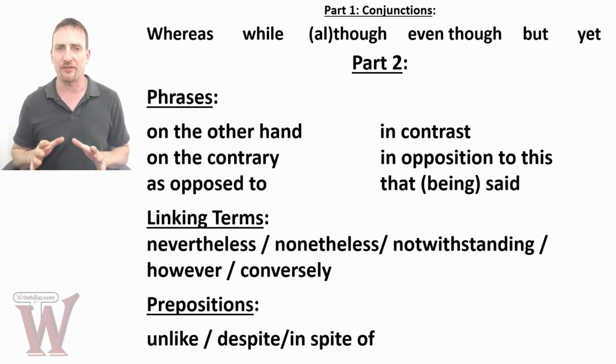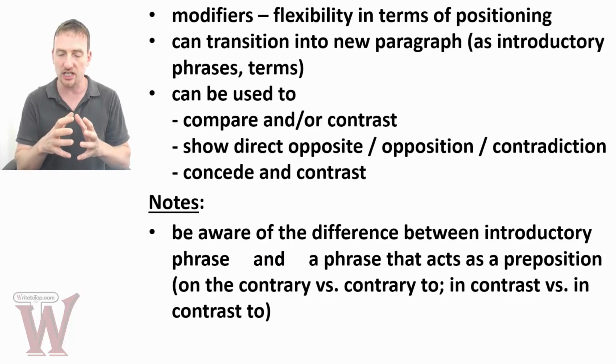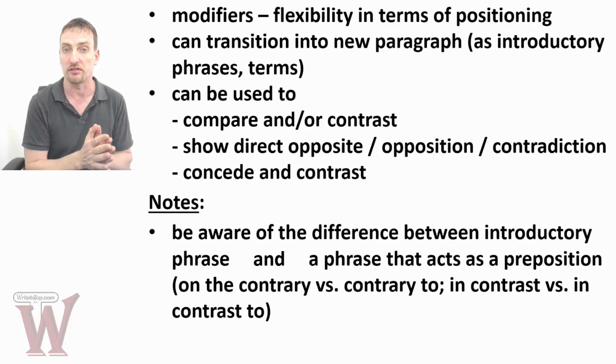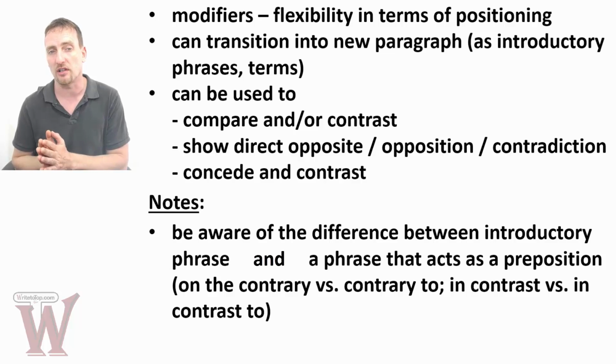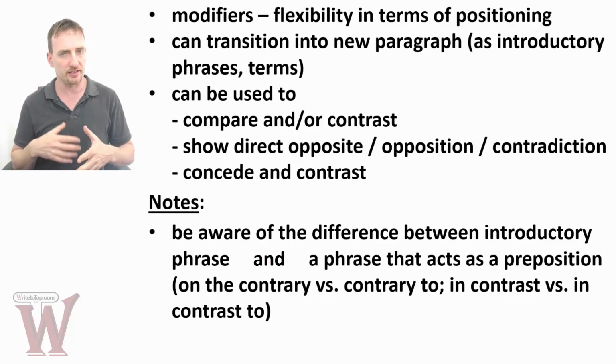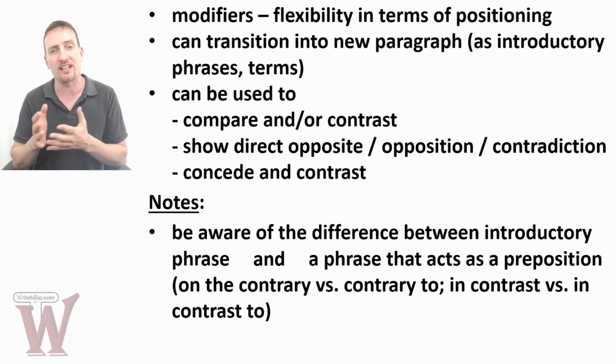So what we have to consider when we're looking at these words as opposed to the conjunctions is that you have a lot more flexibility. So let's look at some notes that we have to keep in mind. These phrases and words are modifiers. They are not conjunctions. Conjunctions are part of the clause. They're part of the independent clause or they're part of the dependent clause. These prepositions and adverbials and phrases are modifiers, means they're just showing a change.